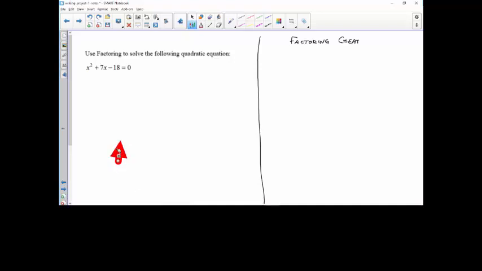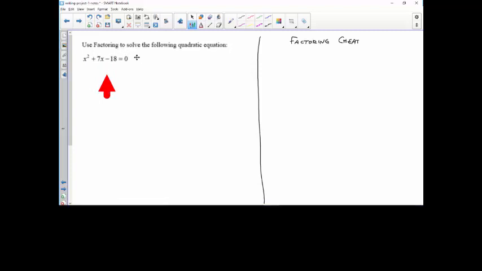Most students who learned how to factor learned with an AC method. I do an AC method, but I do it backwards. The only reason I do is because students that didn't grasp it before, maybe they can grasp it this way. I'm also going to show you the cheat for how to factor this.